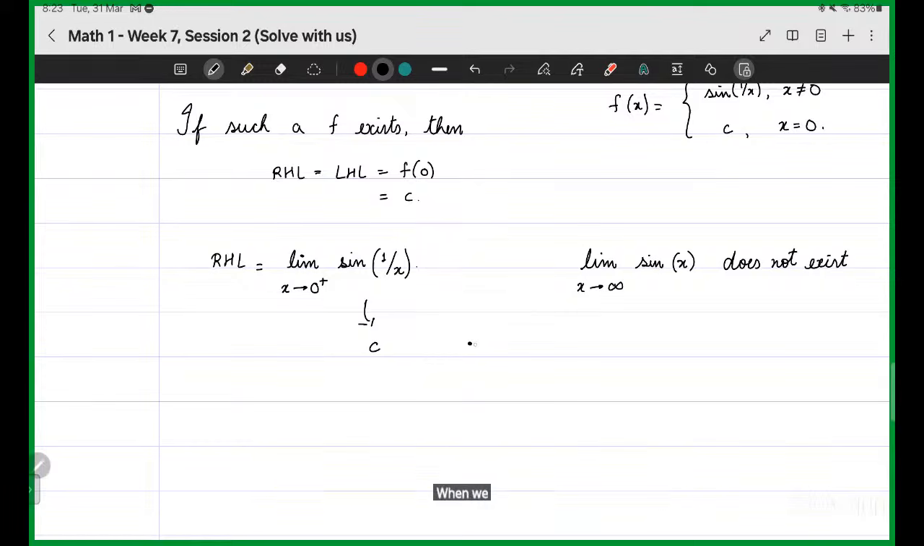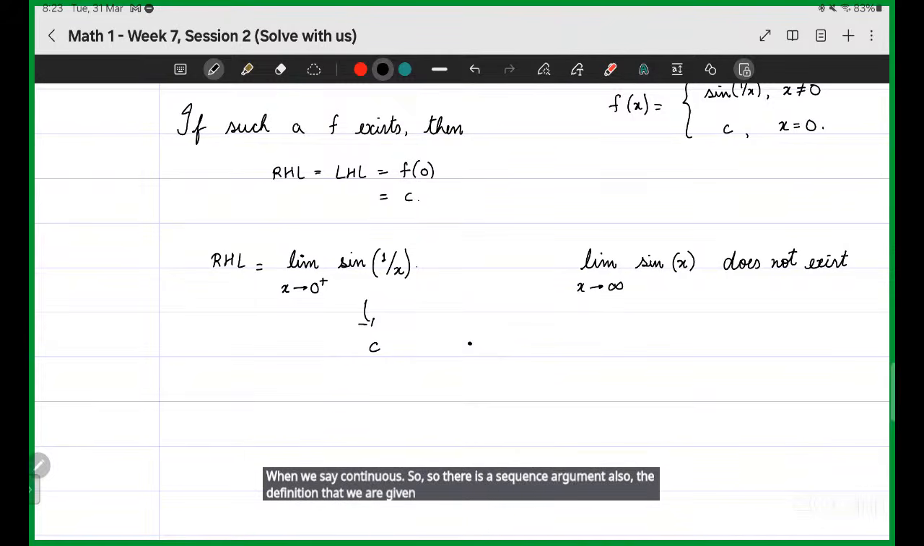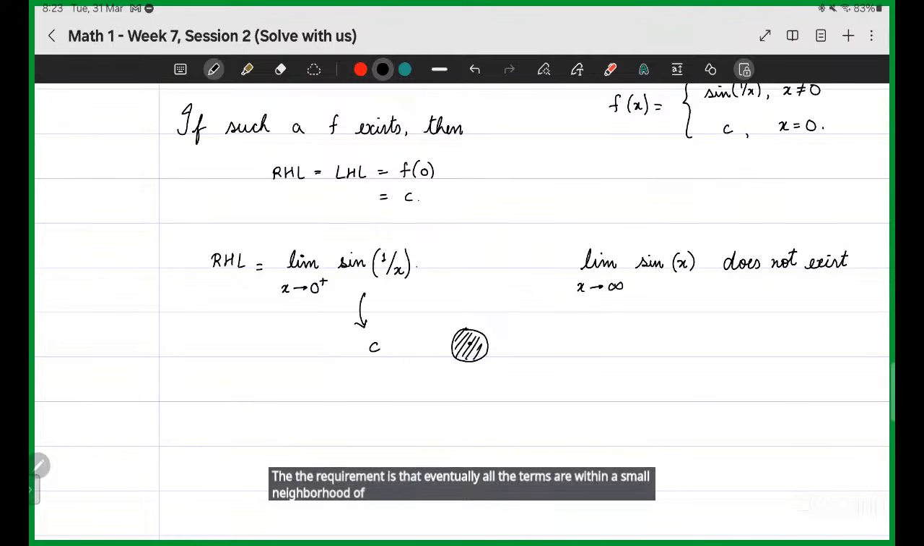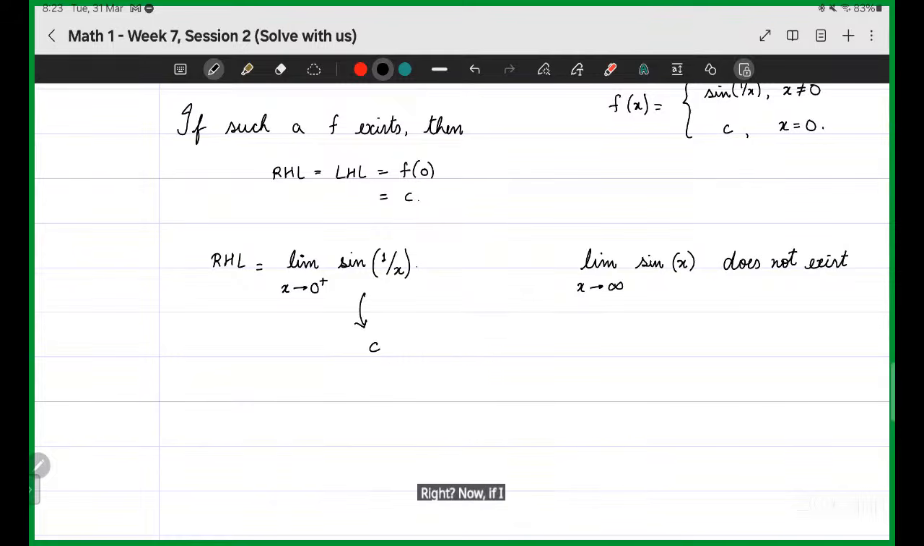When we say continuous, there is a sequence argument also, the definition that we had given in the summary session, and I will prove it using that as well. But for the limit to be equal to some real number, the requirement is that eventually all the terms are within a small neighborhood of this real number. Right now, if I consider sine 1 by x, it is in between -1 and +1. It is an oscillating function.